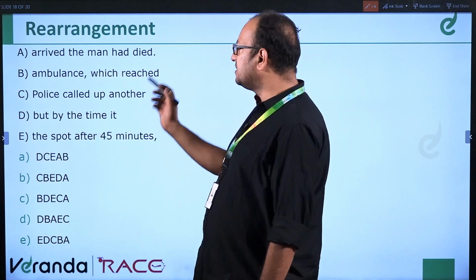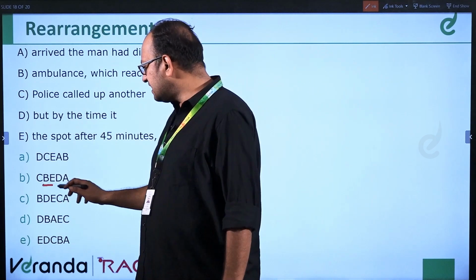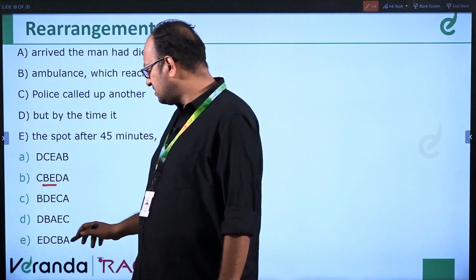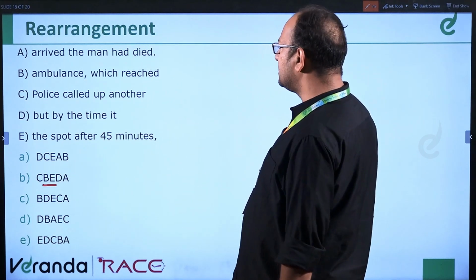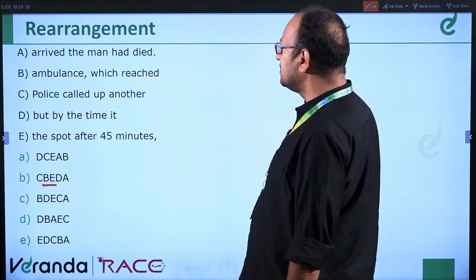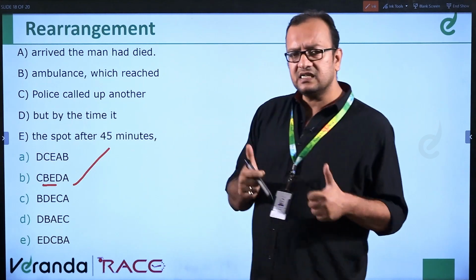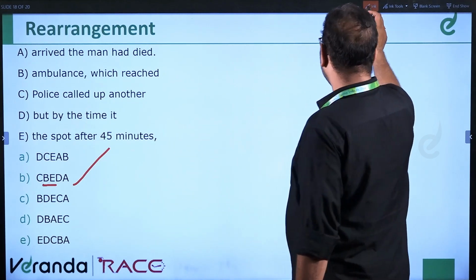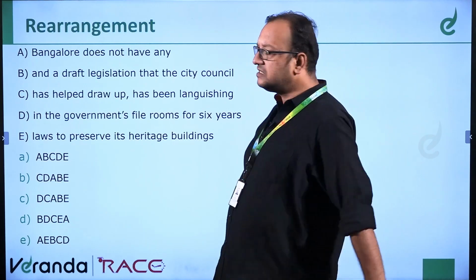BE. Ambulance which reached the spot after 45 minutes. So where is BE? Let's check. BE is here. Okay, this is the answer. Police called up another ambulance which reached the spot after 45 minutes. But by the time it arrived, the man had died. So this is the answer. Clear? Okay. Moving ahead, I think we are at the verge of ending, but we have one more question.